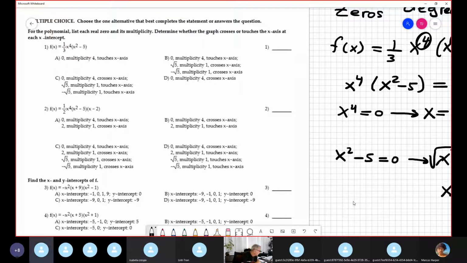B. Carlos Lopez says B. Because the first number indicates to us: the 0, multiplicity 4, touch. Radical 5, multiplicity 1, cross. B, super. Any question on number 1?